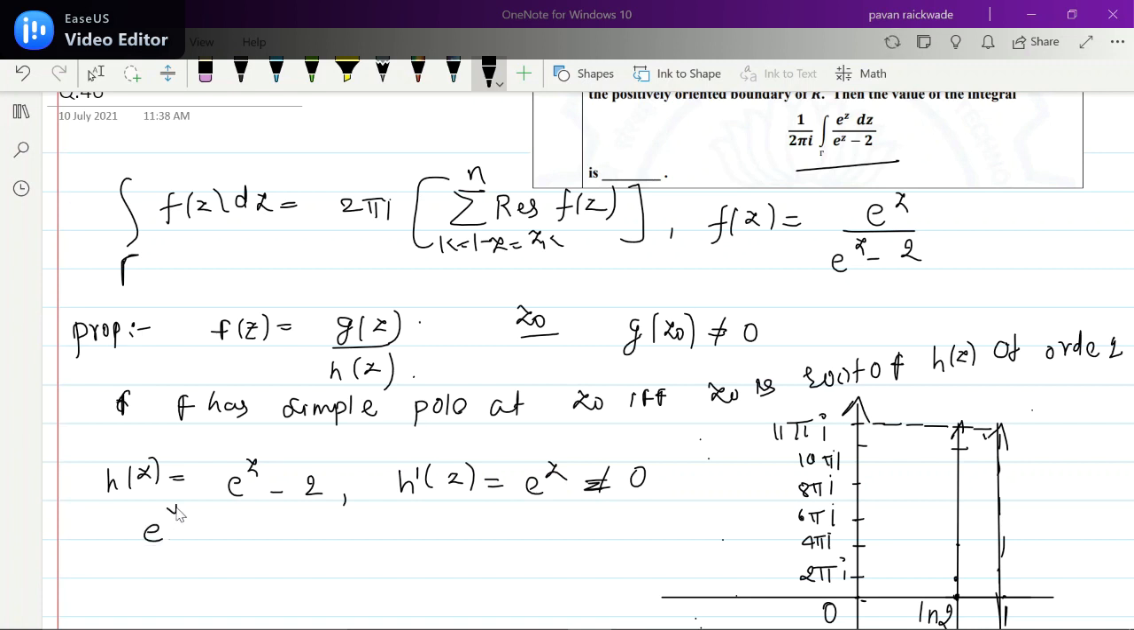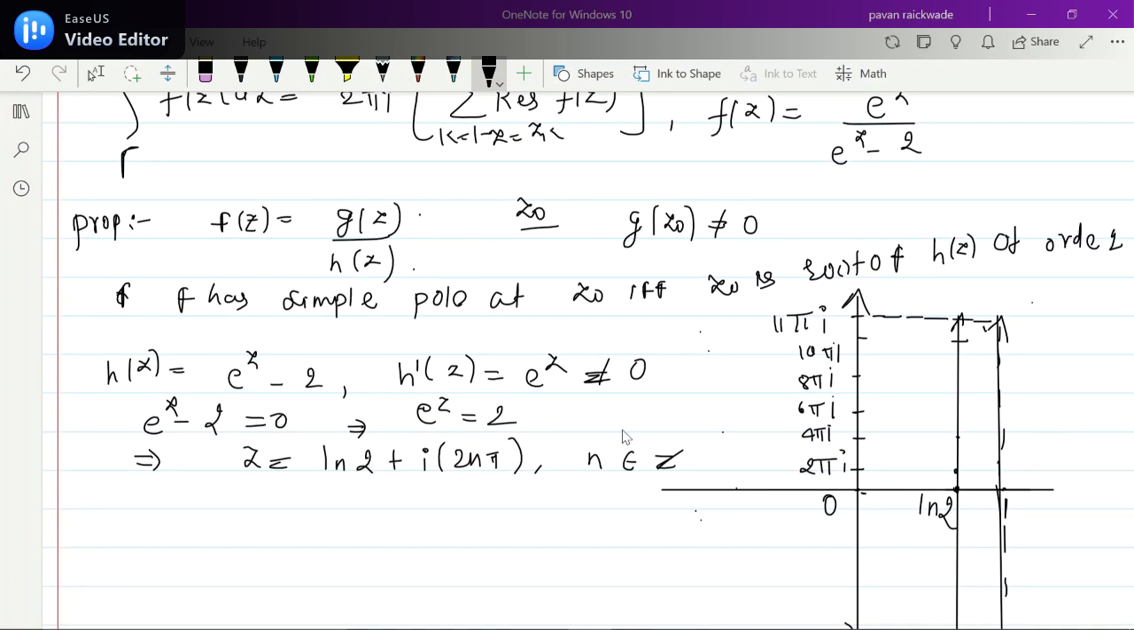So let's find where the roots are. e^z - 2 = 0, which implies e^z = 2, which implies z = log 2 + i·2nπ, where n belongs to the integers. So how many roots are there in our region?